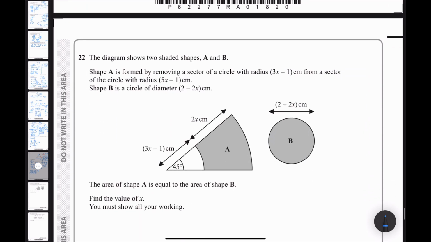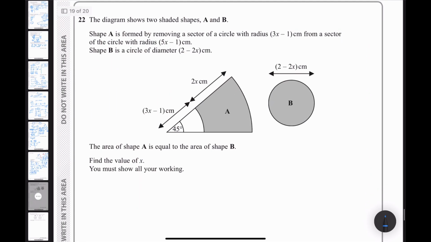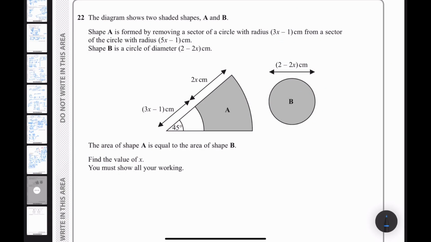Now, question number 22. In this question, it says the diagram shows two shaded shapes A and B. Shape A is formed by removing a sector of a circle with radius 3x minus 1 centimeter from a sector of a circle with radius 5x minus 1 centimeter. Shape B is a circle of diameter 2 minus 2x centimeter. The area of shape A is equal to the area of shape B. Find the value of x.